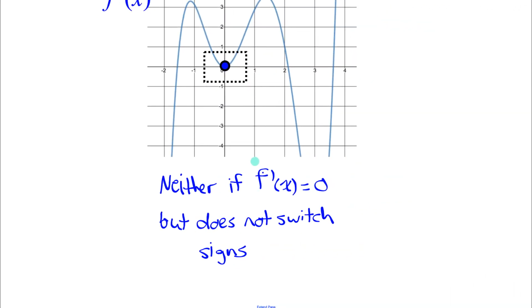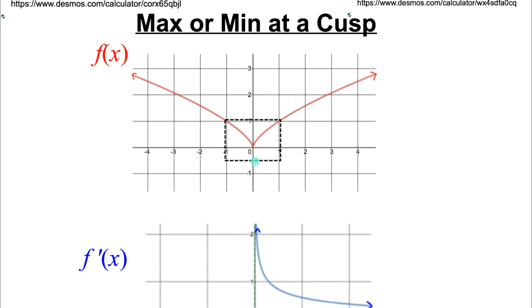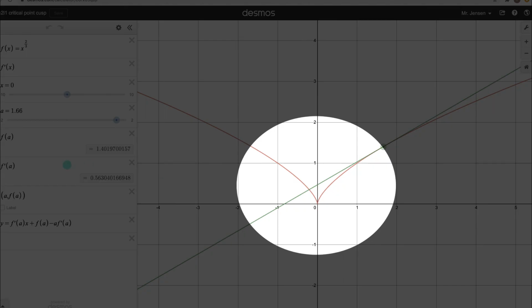Now I told you critical numbers are x values that make the derivative be 0 or undefined. So far we've just looked at examples where the derivative is 0. How about undefined? Let's look at this one. There could be something called a cusp on a function. And this function, let me just show it to you in Desmos. It clearly has a local min point at the origin there, 0, 0.